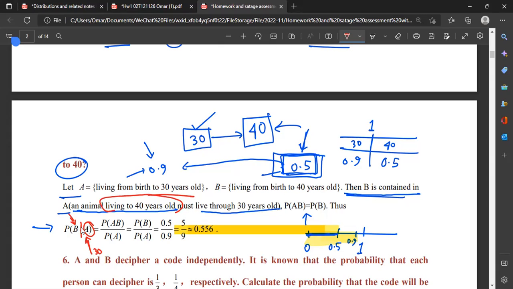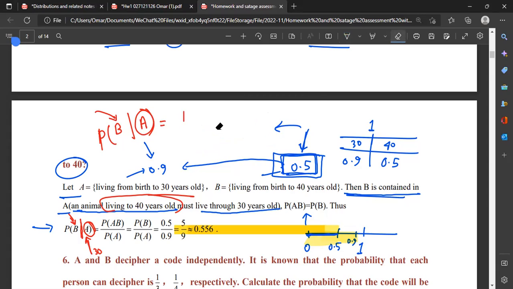So the formula will be the probability of B where the condition is A. Probability of B given A, okay? We read it this way: probability of B given A. Here A is the condition, and B is the part we are interested in. So it will be the probability of their intersection, probability of AB, divided by the probability of the condition. The condition is A, so probability of A, okay?